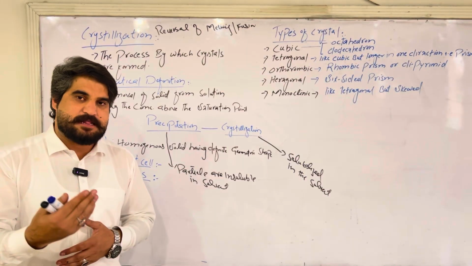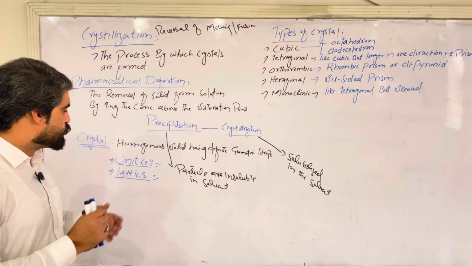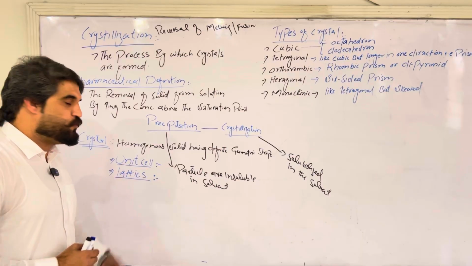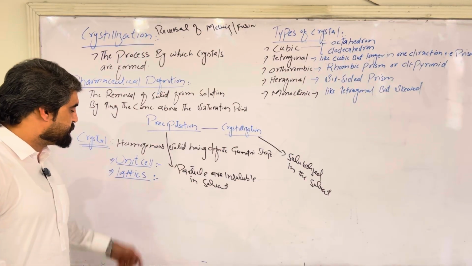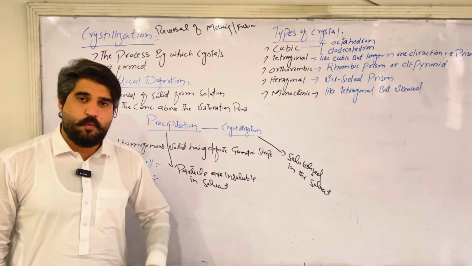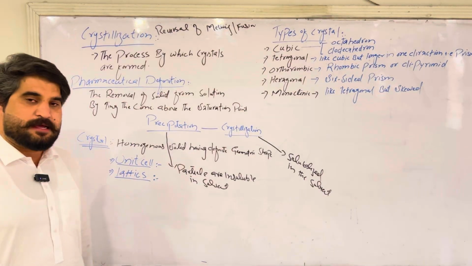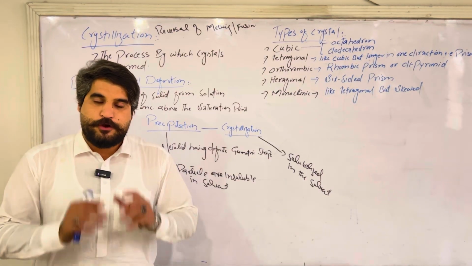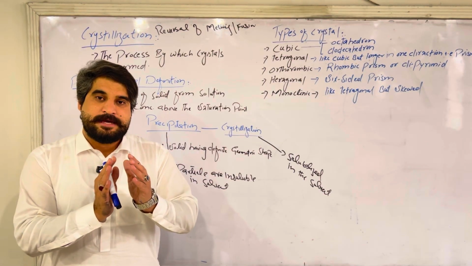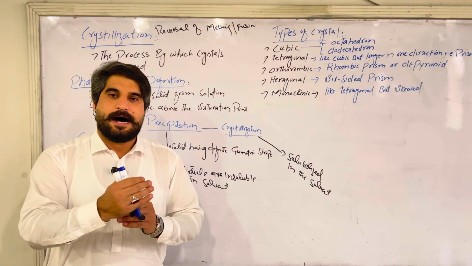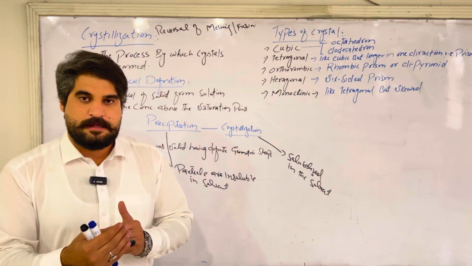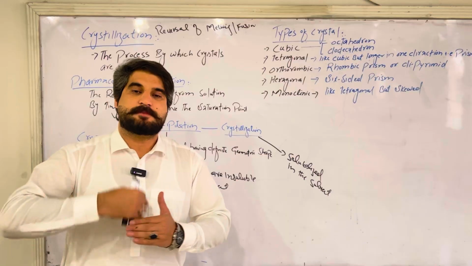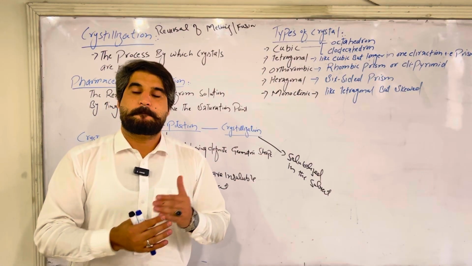Before explaining the crystal, there are two basic points. One is unit cell and the other one is lattice. Now, what is unit cell and what is lattice? Unit cell is actually the building block or small particle that will arrange themselves in a regular manner.